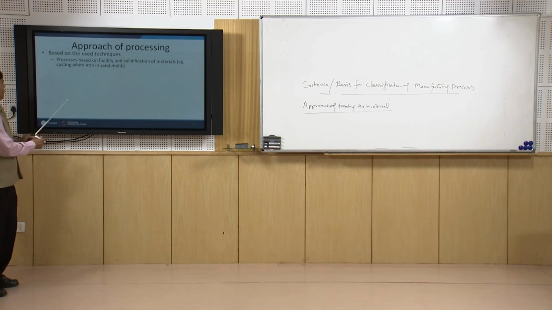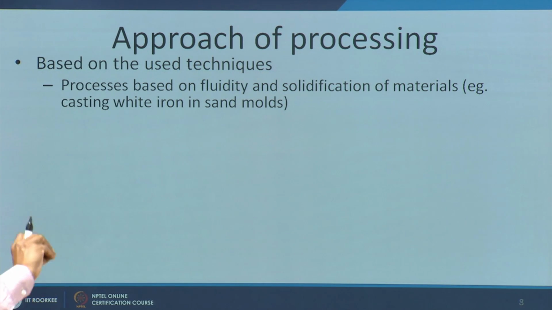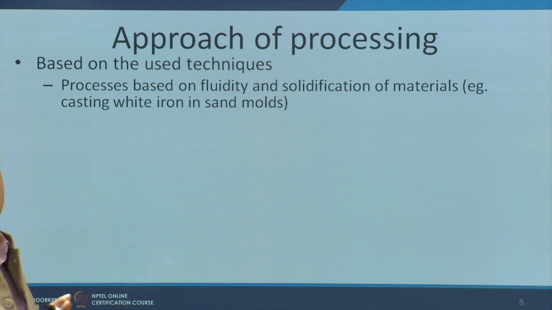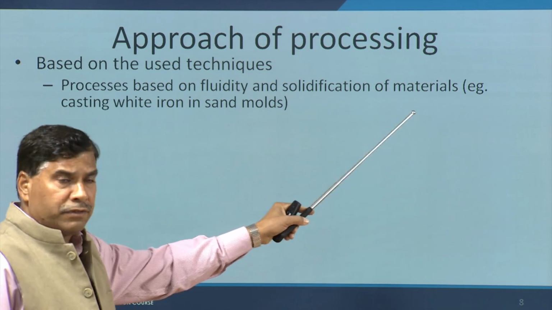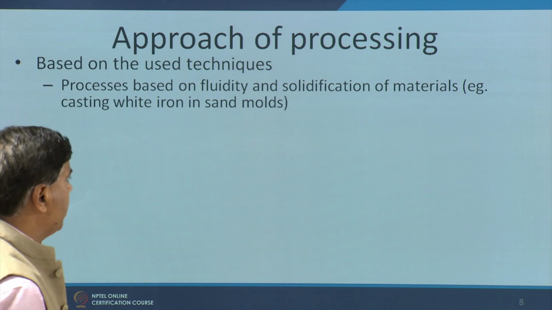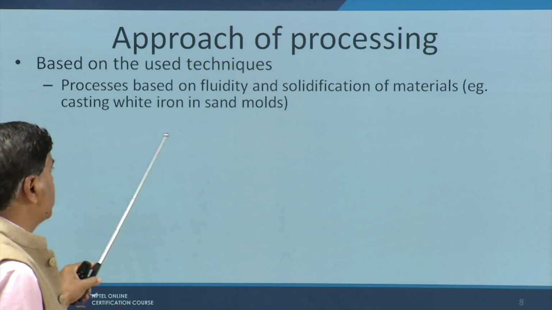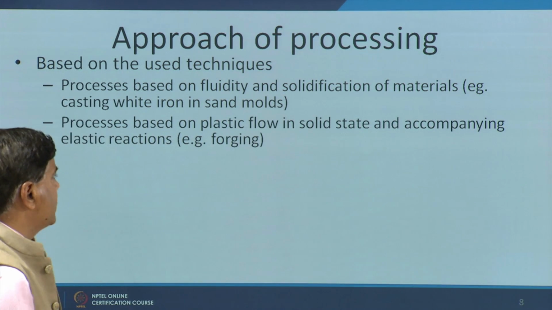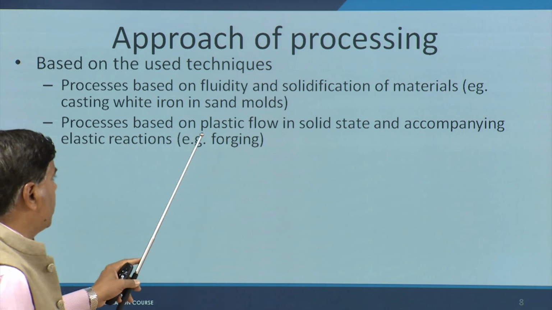The processes based on the fluidity and solidification of the material are those in which the material is brought to the molten state and allowed to flow into the mold so that it occupies the shape which is to be made, and then subsequent solidification of the material results in making the component. This category of processes is called casting processes, and there are various casting processes which will be put under this category.